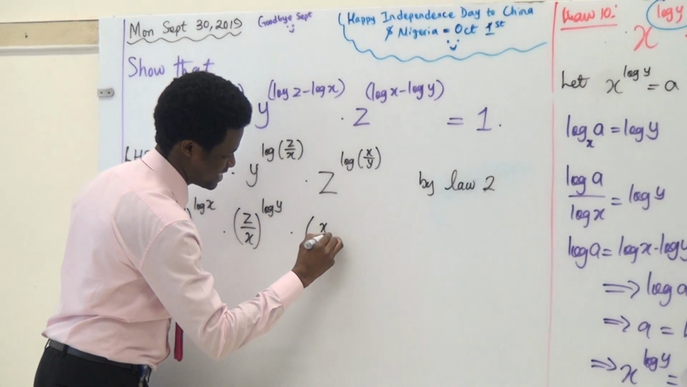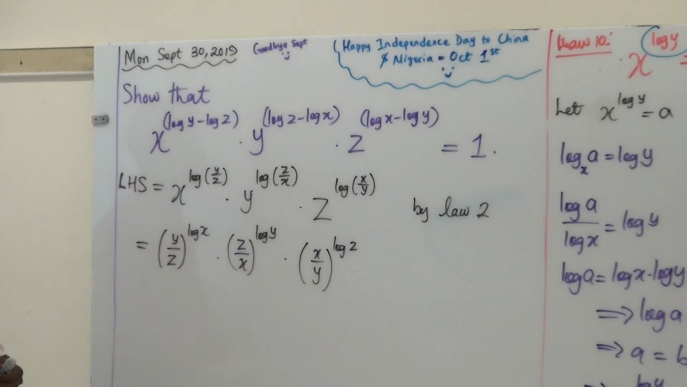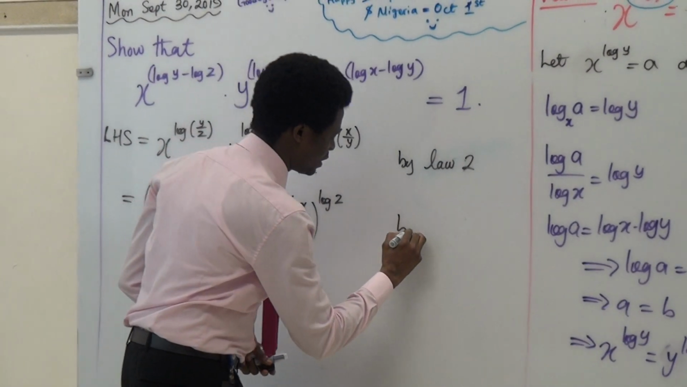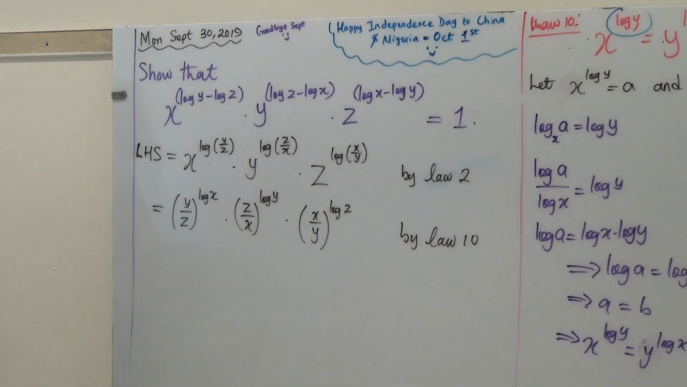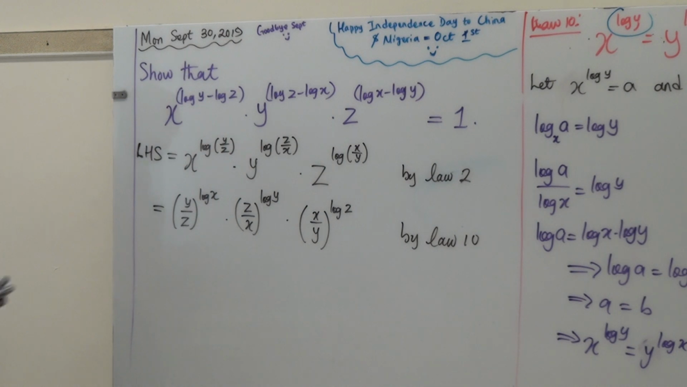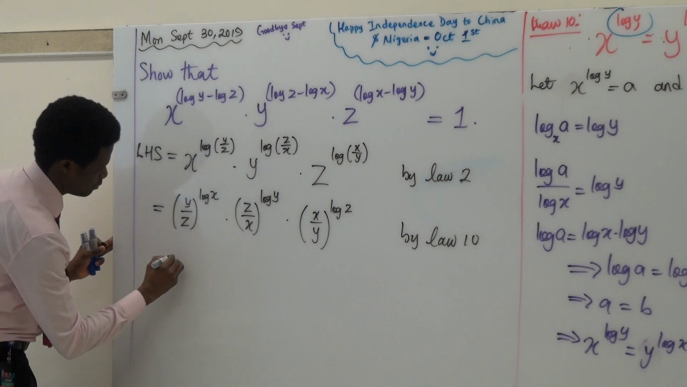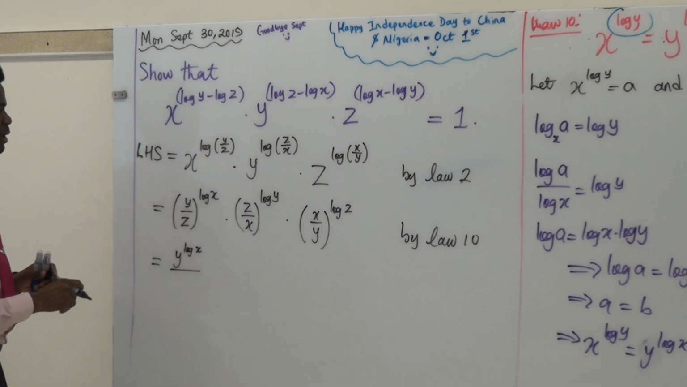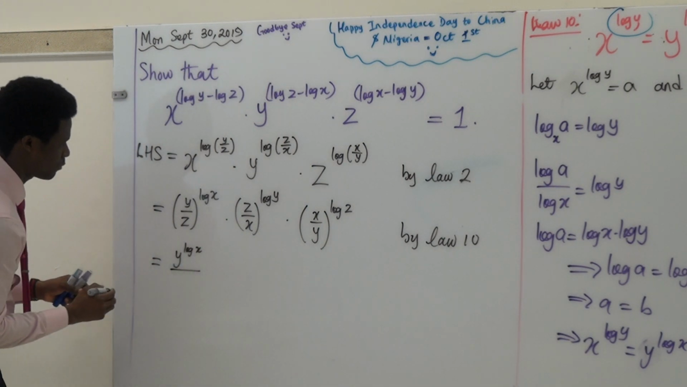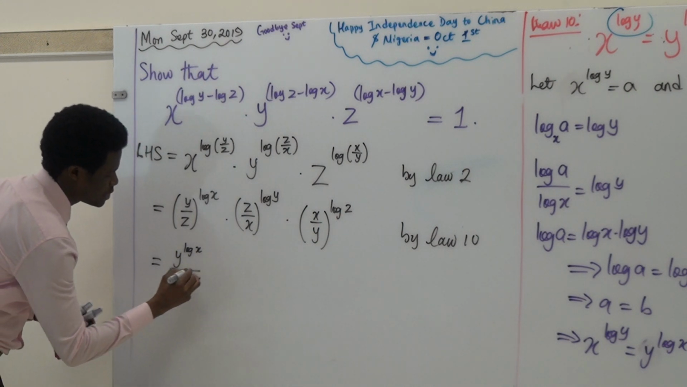Okay. X over y log z, right? So this is using the 10th property. So from here, simple algebra. I just open the brackets. If I open the brackets, what do I have? Y to power log x divided by z to power log x.